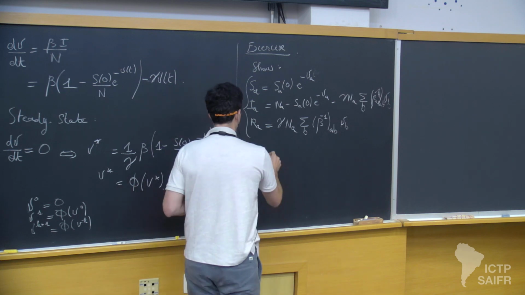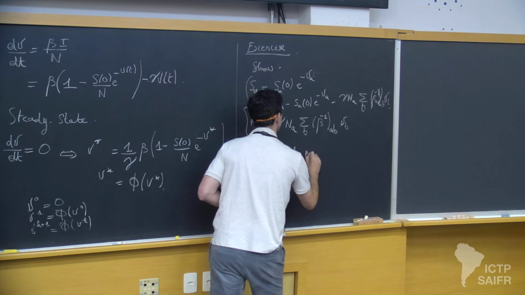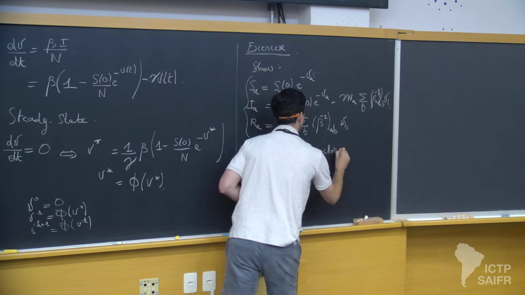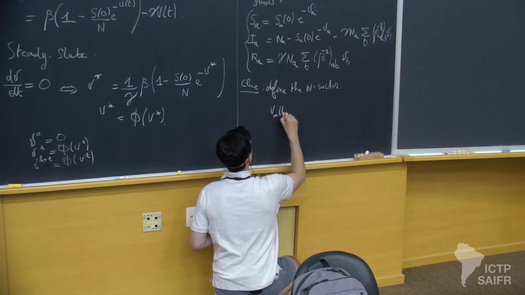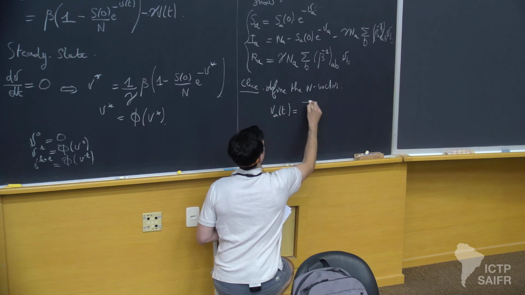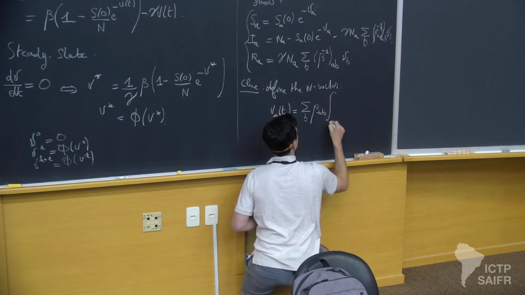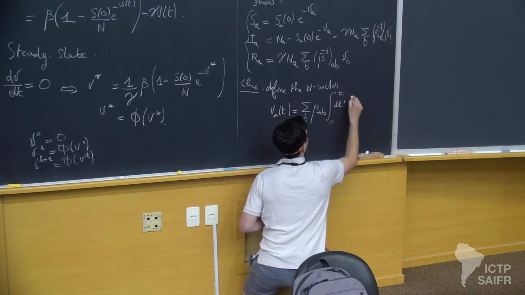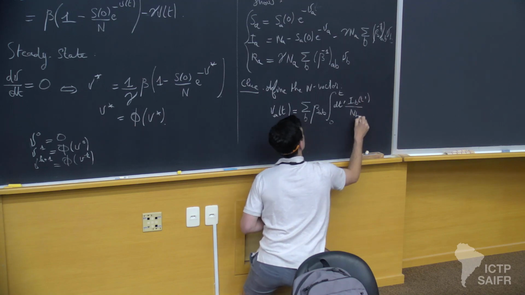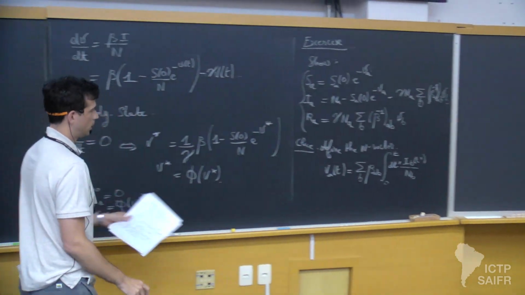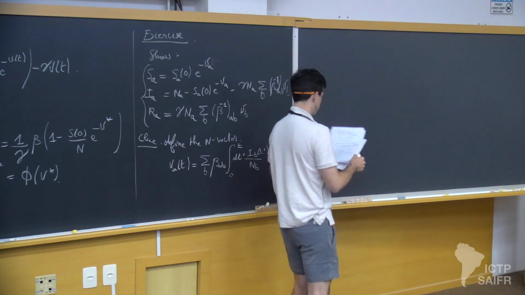Okay, you define a vector nu_A of t equal to the sum over B of beta_AB, integral from 0 to t, dt prime, I_B of t prime over N_B. So this is the analog of what I've shown, and if you do that and work your way around, you'll arrive at this formula.